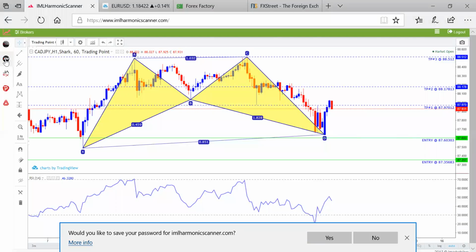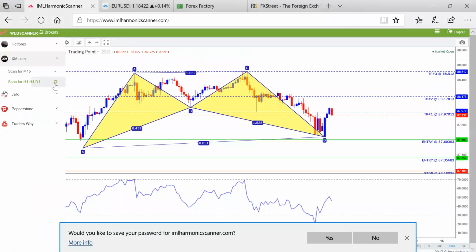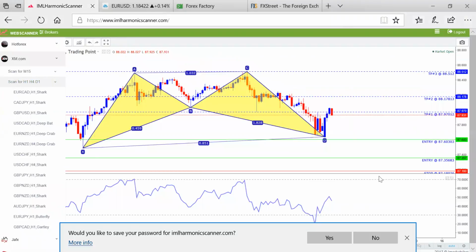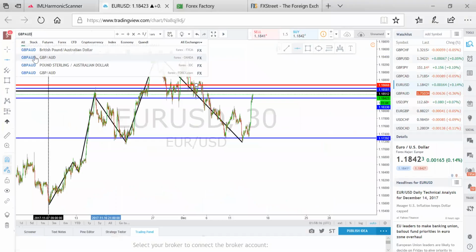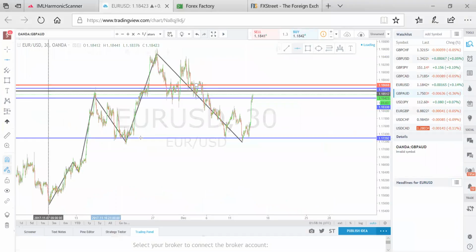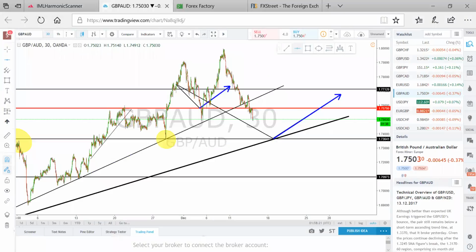Is there any scan for GBP AUD though? Let me see. No? Okay. All right. So let me just look at GBP AUD. Let me find another one.